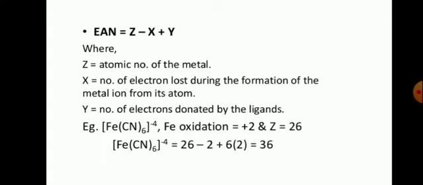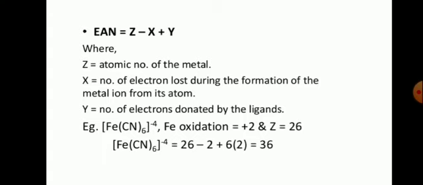For example, if there are 6 ligands attached to the central metal atom, that means they have donated 12 electrons, as each ligand will give 2 electrons. If there are 4 ligands attached to the central metal atom, it means they have donated 8 electrons. So this EAN is calculated pretty easily.